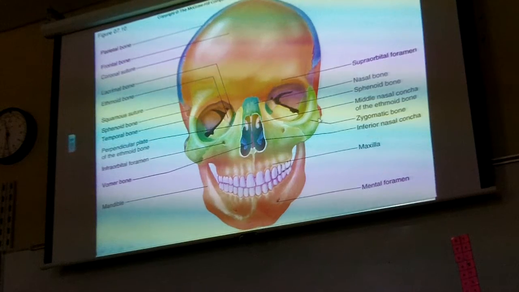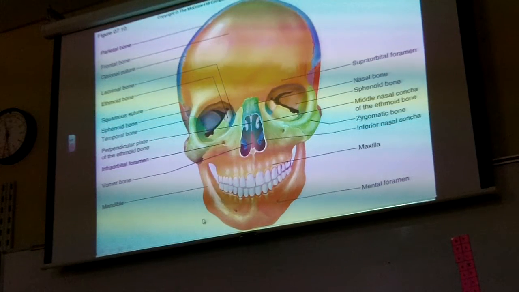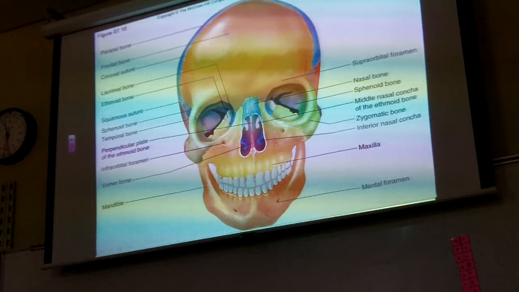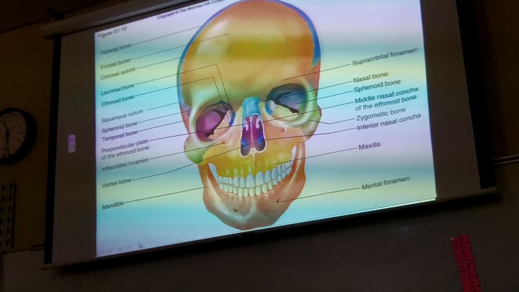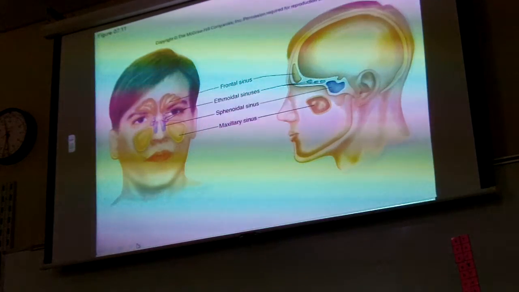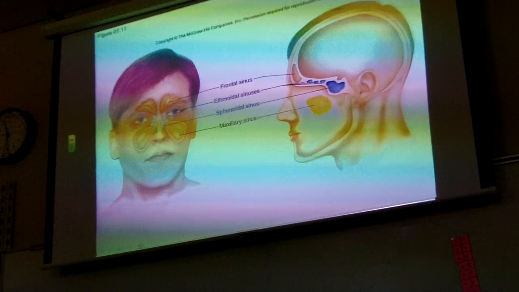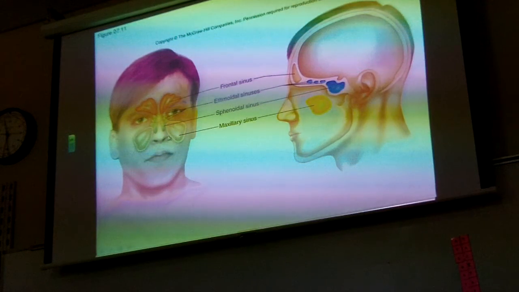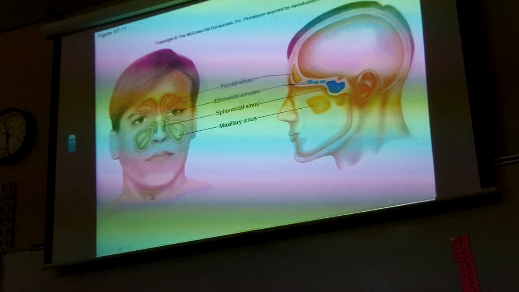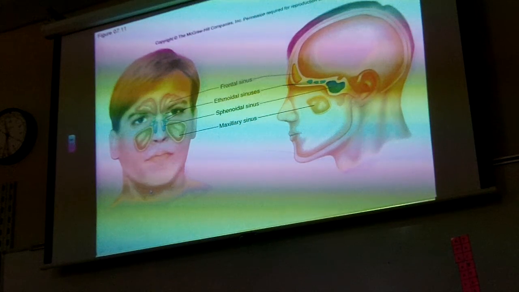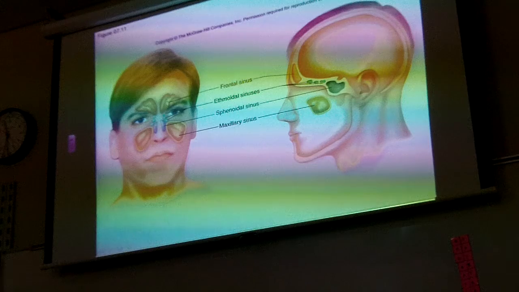The zygomatic bone is your cheekbone. Here's the sinuses. We already learned some of these. We didn't learn the maxillary sinus. We learned the other three.